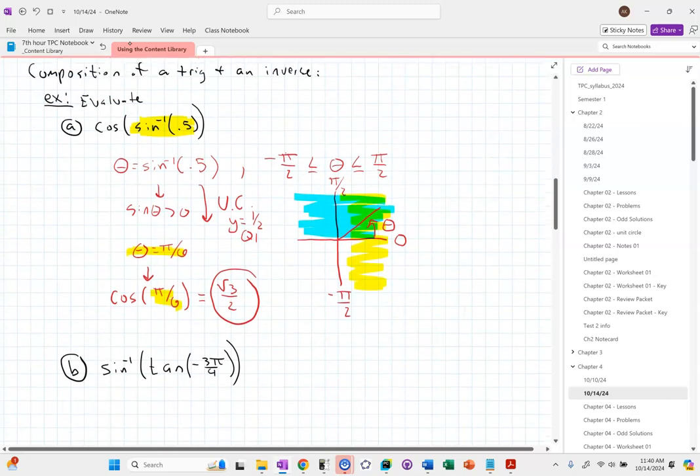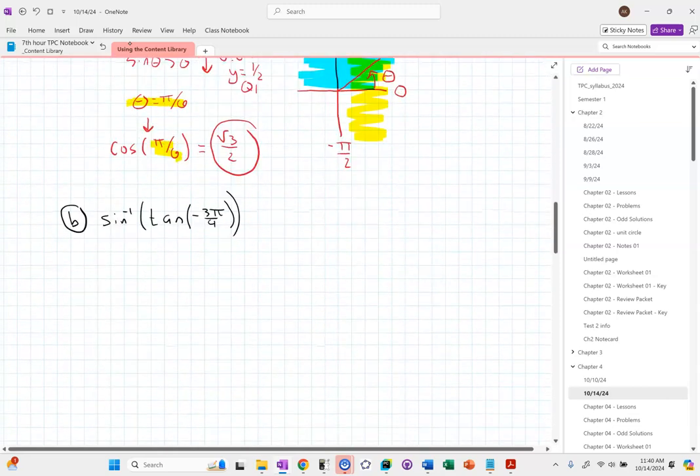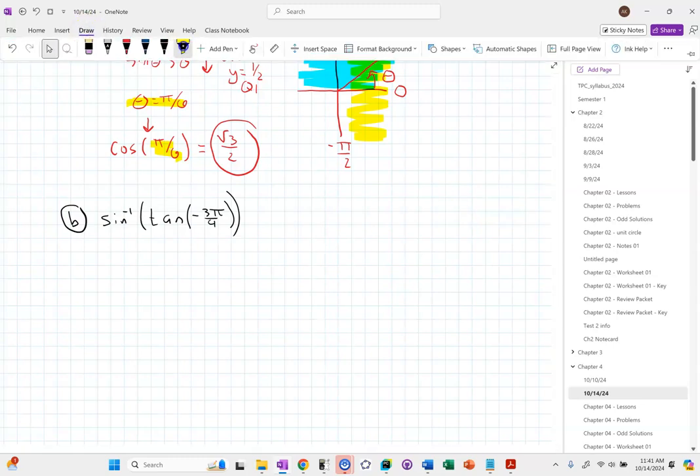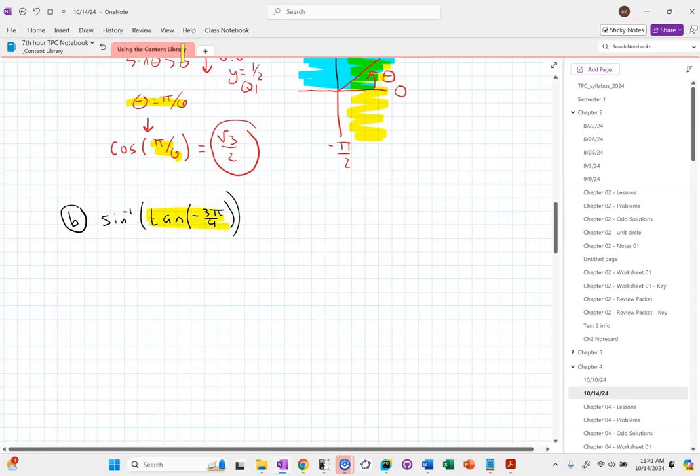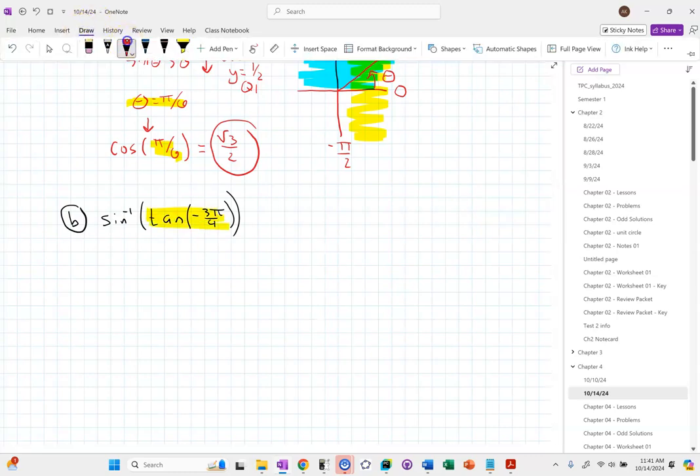Let's do another here. Notice I flip-flopped these ones. So I put the inverse on the outside and the regular trig function on the inside. Doesn't really change much. Still start with the inside. So the first thing I'm going to do is try to locate negative 3 pi over 4 on my unit circle. So find the angle negative 3 pi over 4 on your unit circle. What do you notice? It's not there, right? Because all our unit circle angles are positive. Oh no, what do I do?